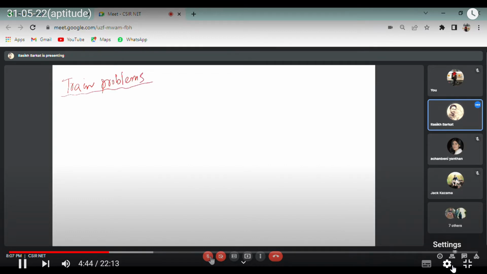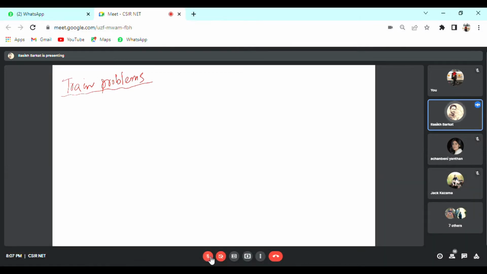Now, we know from the LKG studies that speed is equal to distance by time. This is something we know. So in other words, we can say that distance is equal to speed into time. Sorry, time is equal to distance by speed.